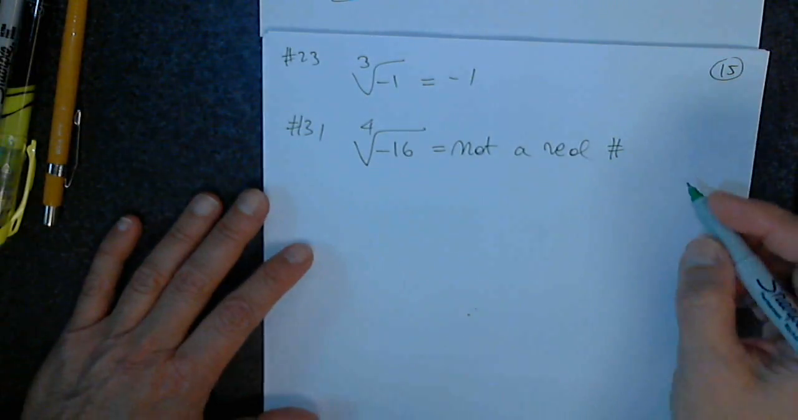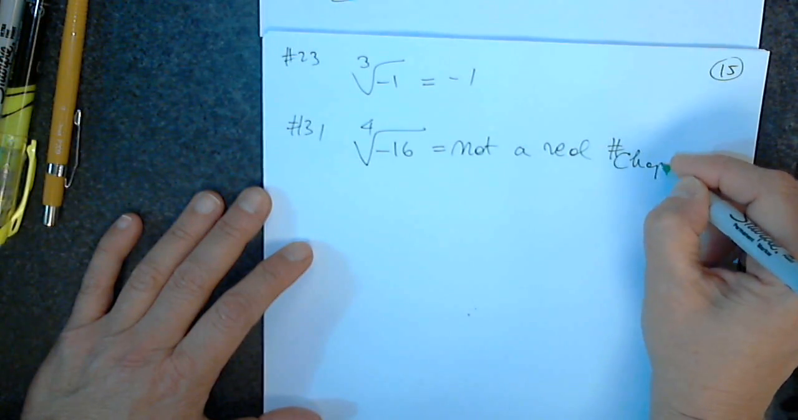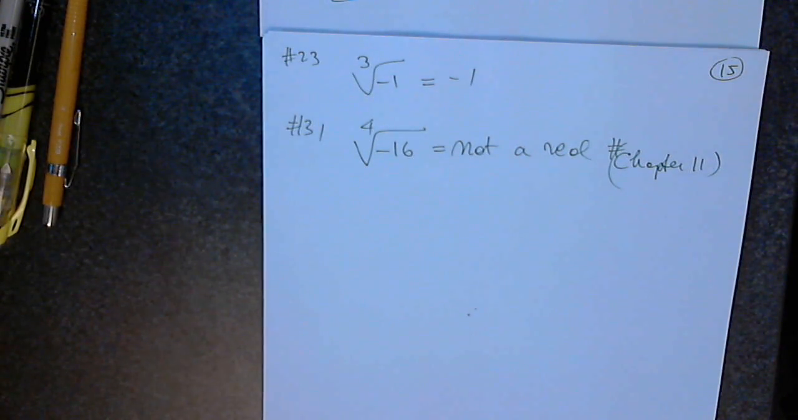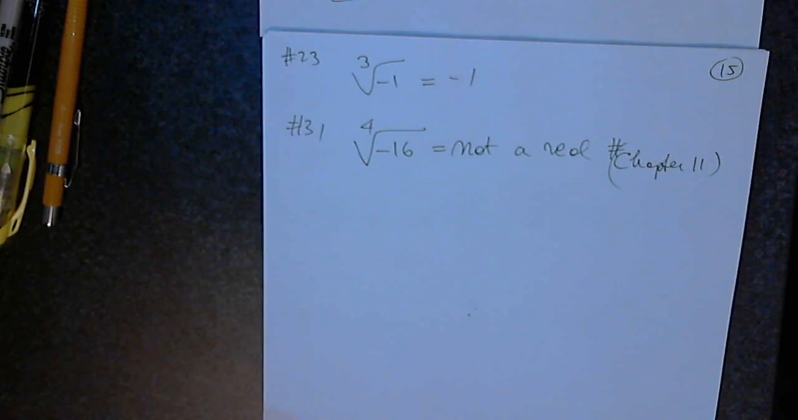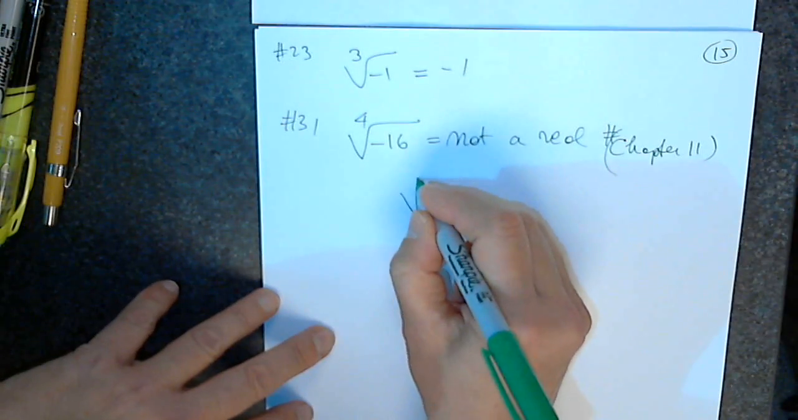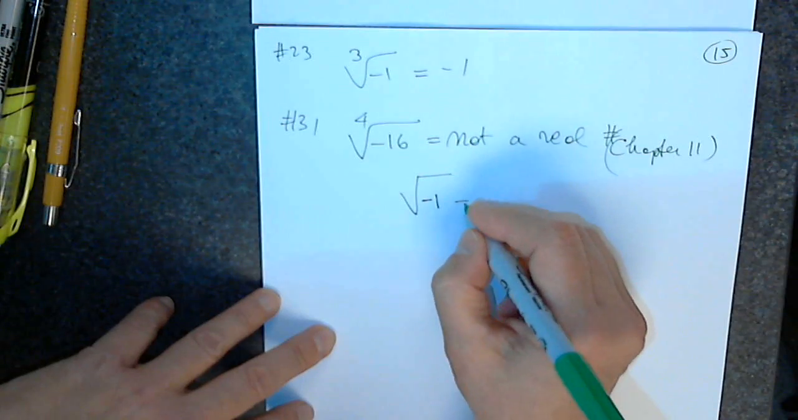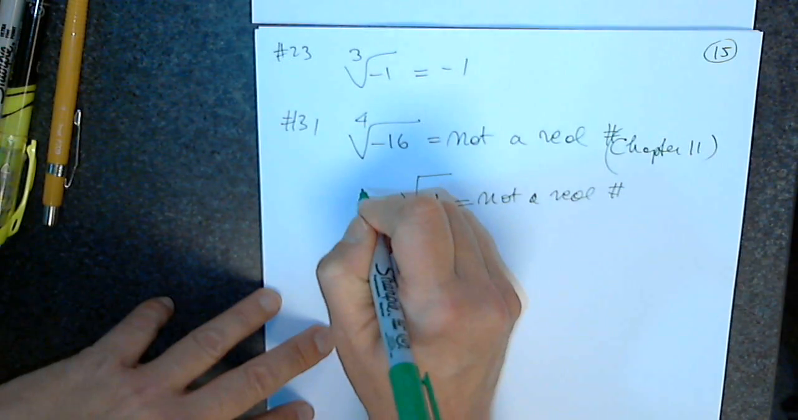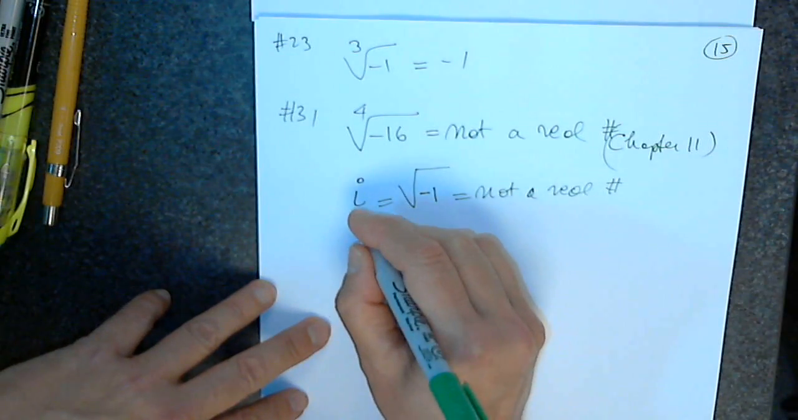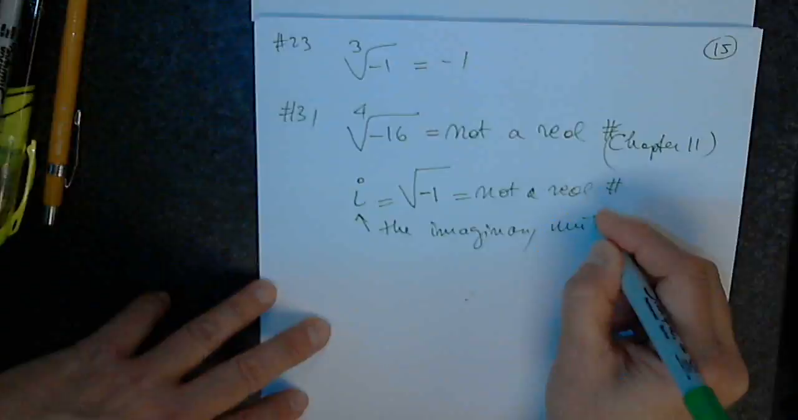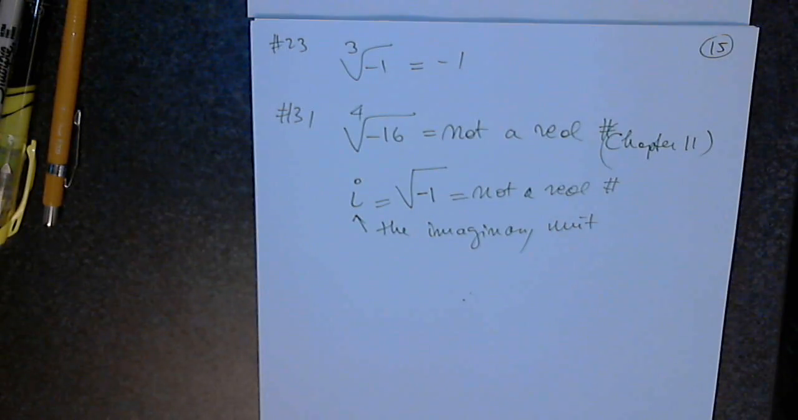And if you want to write yourself a little note, I'll say chapter 11. That will come into play, but also in chapter 10 at the end. Yes, I remember something about an i. Yes. This will be at the end of this chapter and also in chapter 11. So the square root of negative 1, although we know it's not a real number, will be denoted by i. We will talk about this, and this is the imaginary unit. There's nothing you need to write down right now about that.